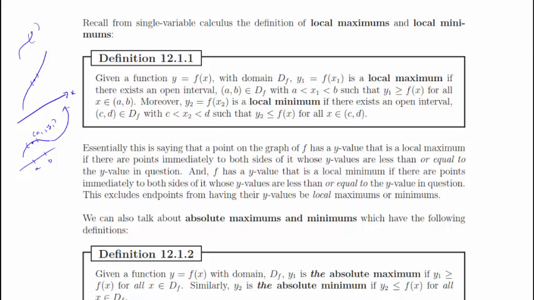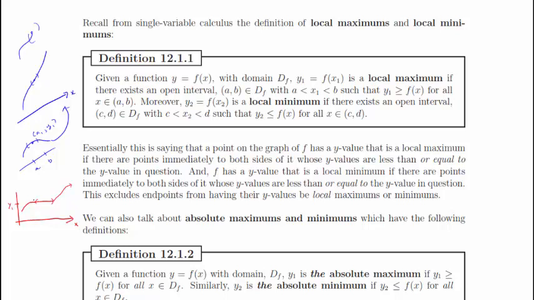Okay. So essentially this is saying that a point on the graph of f has a y value that is a local maximum if there are points immediately to both sides of it whose y values are less than or equal to the y value in question. This is actually important. So we can have this situation where, say I've got my x-axis here, and I have a function and it flattens out and goes up again. This y value that we have in this entire section, this is a local maximum, and it occurs on this entire interval. So if we're looking on both sides, it can be that we have equal value on one or both sides. So to be a maximum, we don't have to have the points be specifically lower on both sides. They could just be equal.